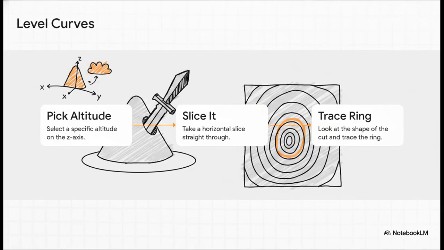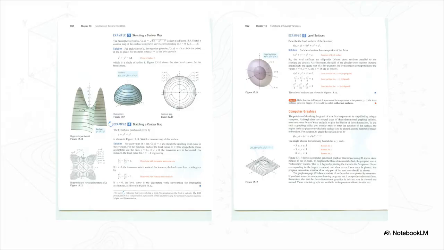So how do we actually create those map lines we saw earlier? Well, mathematicians do this by finding what they call level curves, and it is a super straightforward three-step process. First, you just pick a specific altitude on your z-axis, let's say 100 feet up. Second, imagine taking a massive sword and slicing horizontally straight through the hill at that exact height. And third, you just look at the shape of the cut and trace the resulting ring. It's that simple.